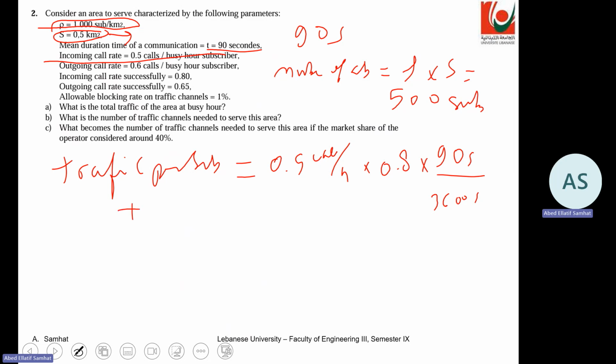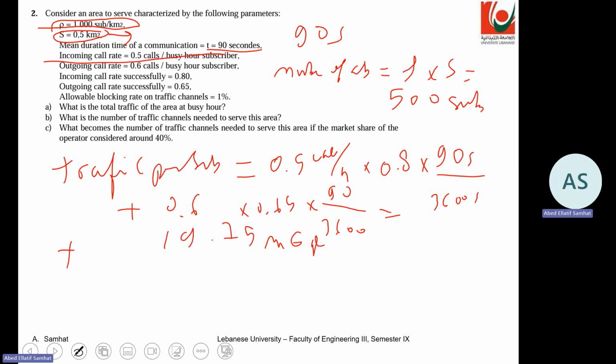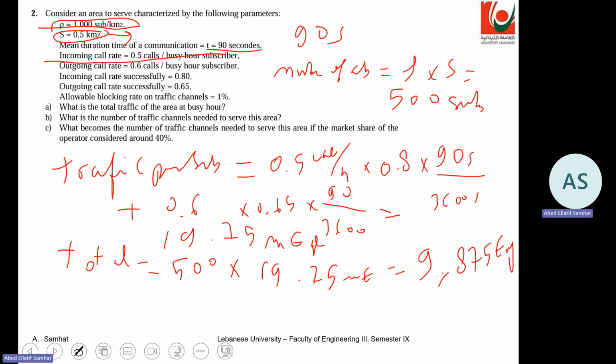And for the outgoing call, we have 0.6 calls per hour times 0.65, the success rate, and also 90 over 3,600. If we calculate this value, we obtain 19.75 millierlang per subscriber. The total traffic in this case will be 500 times 19.75 millierlang, which equals 9.875 erlang. To support this traffic with a blocking probability of 10 to the power minus 2, the number of required channels based on the table is around 18 traffic channels.